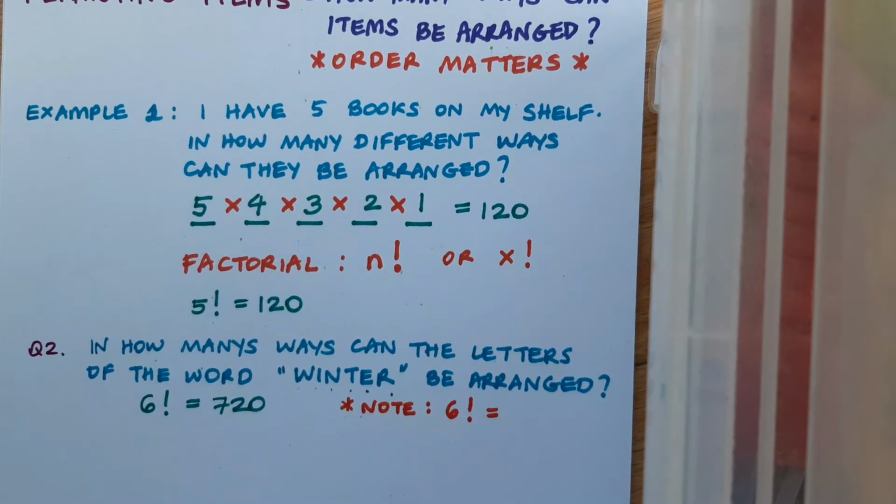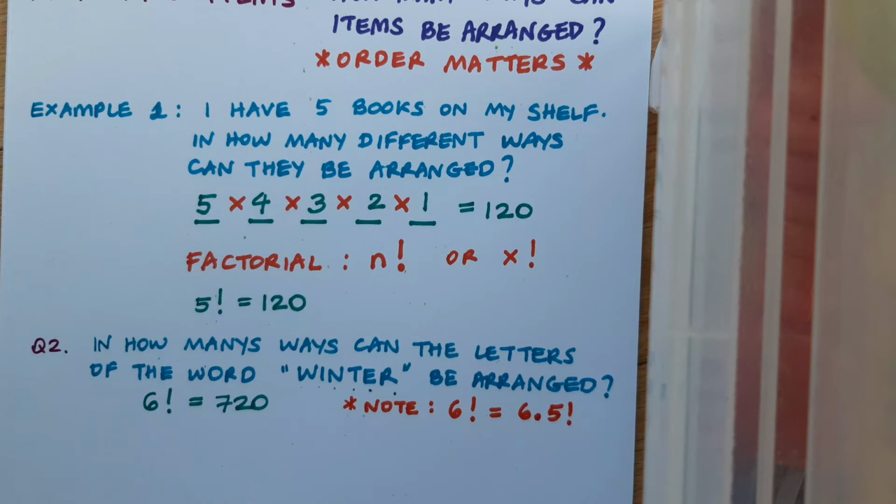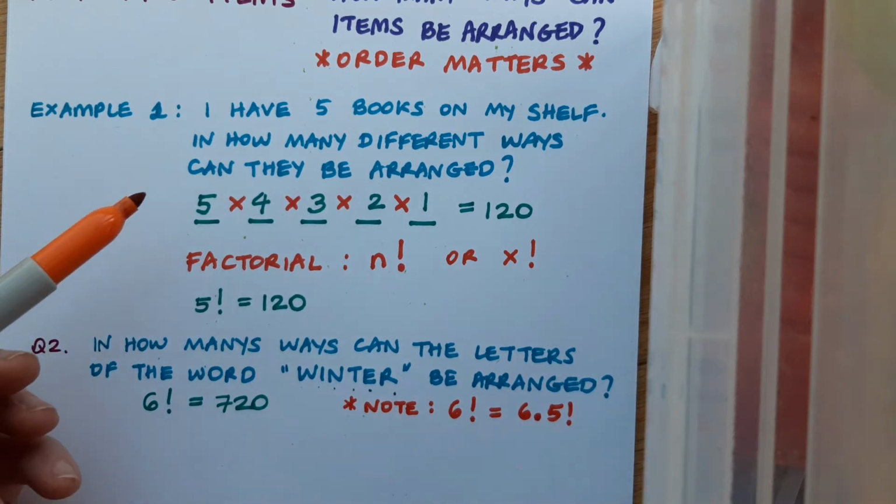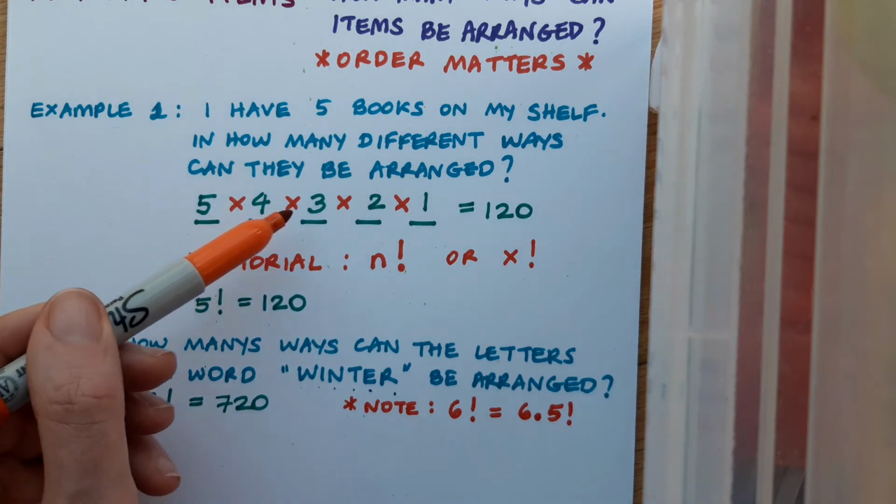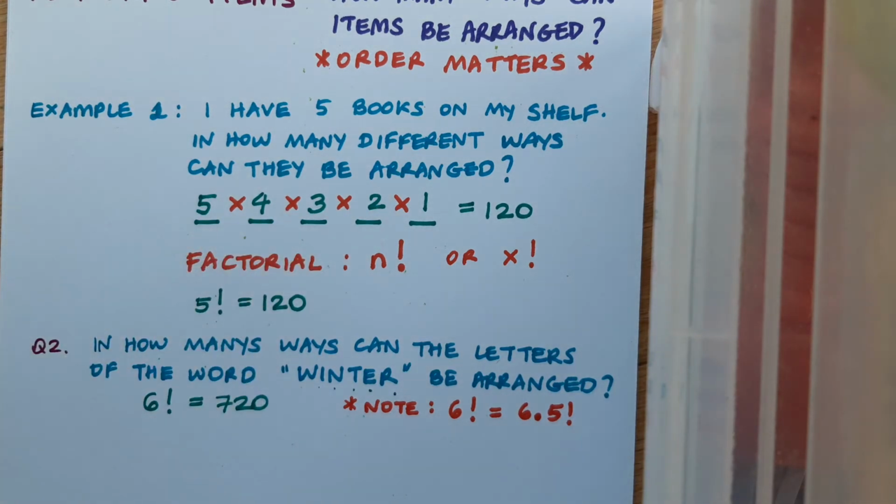Just a little side note here, 6 factorial is the same as 6 multiplied by 5 factorial. I'm using this dot here to indicate multiplication. We know that 6 factorial is 6 by 5 by 4 by 3 by 2 by 1. So 6 times 5 factorial would be 6 times 5 by 4 by 3 by 2 by 1. And of course, those two calculations are identical.